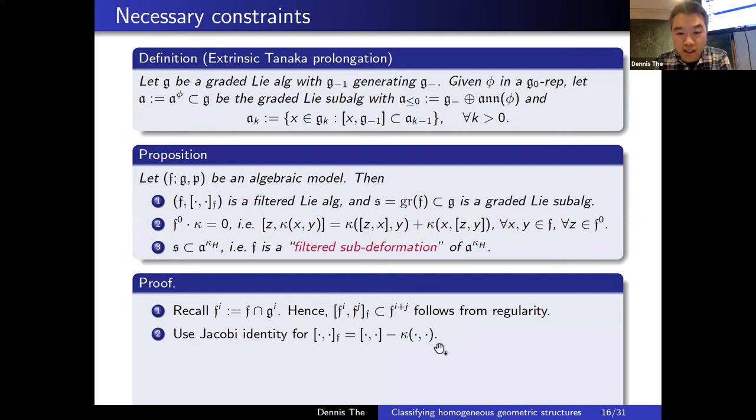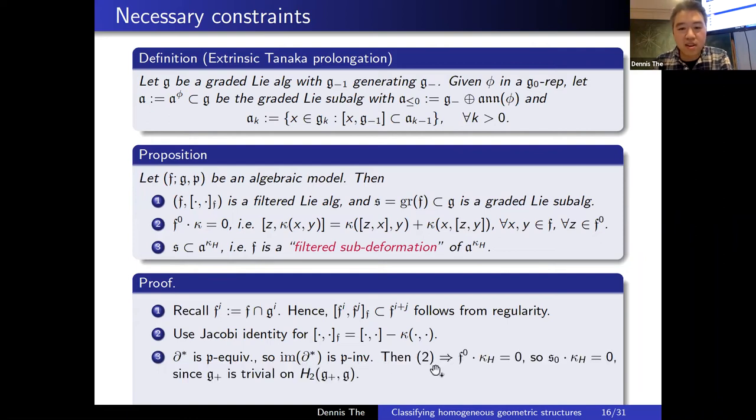The second one just comes from the Jacobi identity. That's just a small check. What about the last one? Del star is P equivariant, so the image of del star is a P invariant subspace. Right, from the second statement, you get to the statement about annihilating harmonic curvature. And then since the G plus action on either homology or cohomology is trivial, this is a completely reducible representation that was mentioned last time. Then this descends to this statement: S0 annihilates harmonic curvature.